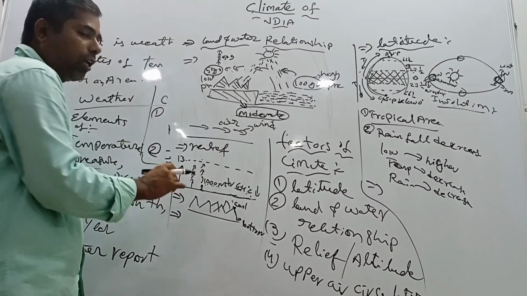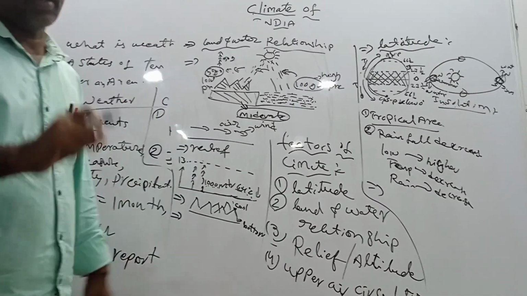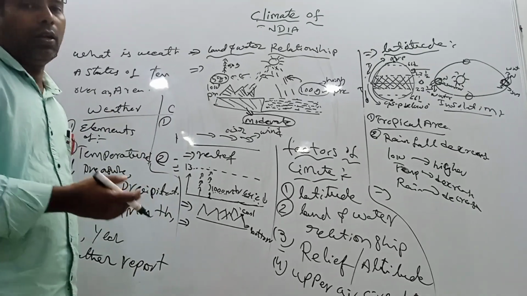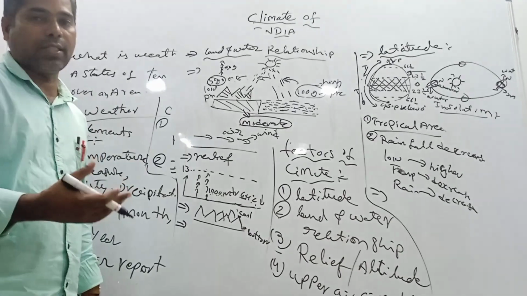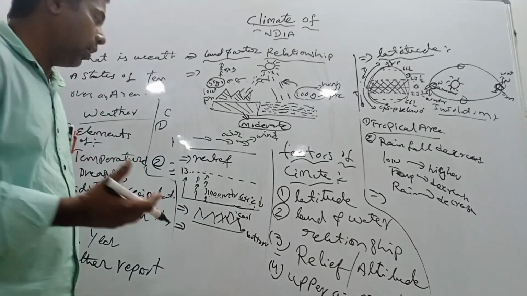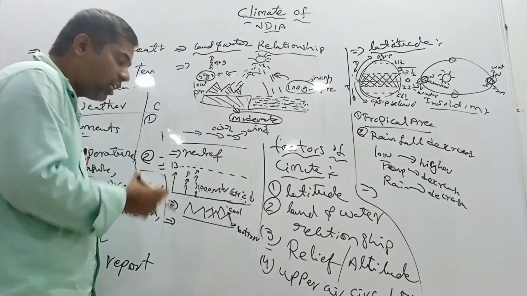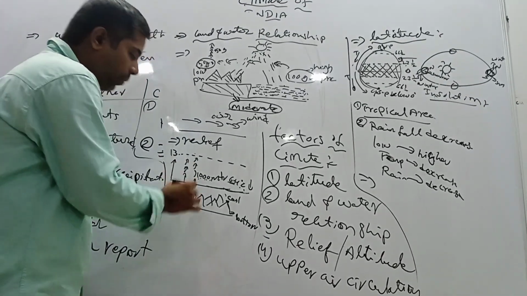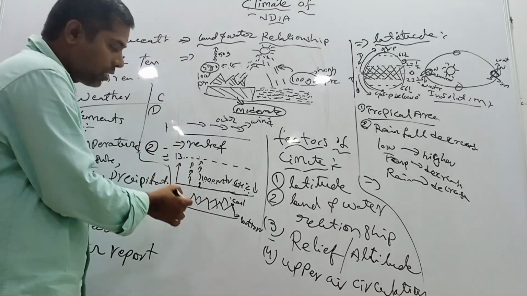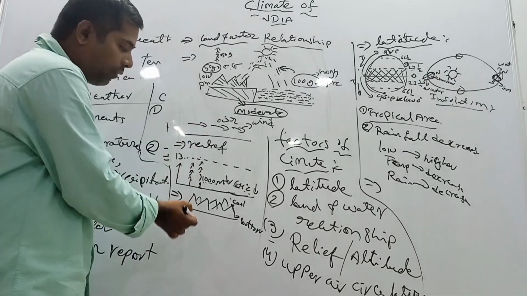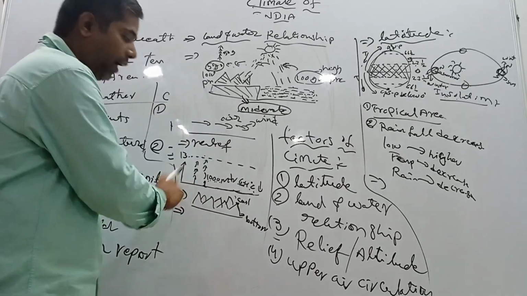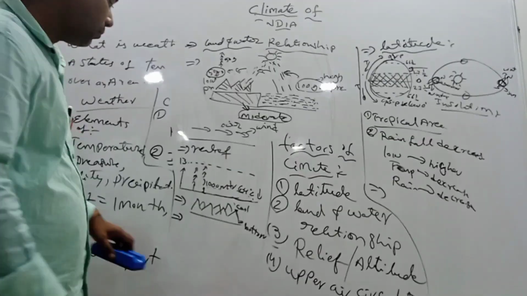So many hill stations will be cool in summer. For example, Nainital, Simla, Dehradun, Kodaikanal, Ooty, Araku and the Eastern Ghats hills. These are examples of hill stations. The reason is that as the altitude increases, the temperature will decrease. So there is an inverse relationship between height and temperature.